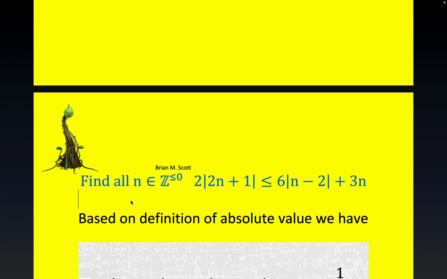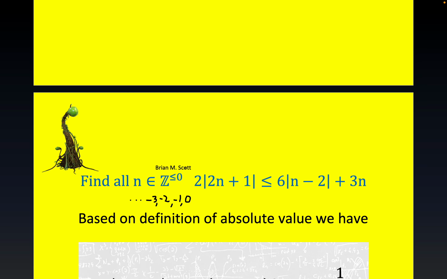So we have dot dot dot, -3, -2, -1, all the way out to 0. Now this list is just what we would call the non-positive integers. This reads z superscript less than or equal to 0.